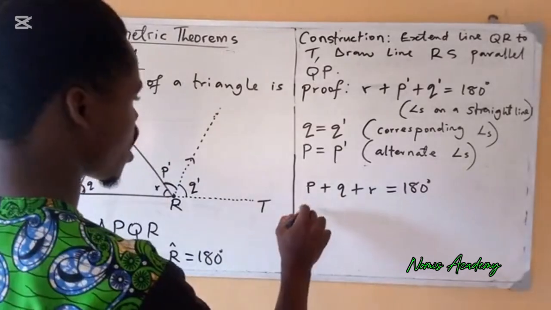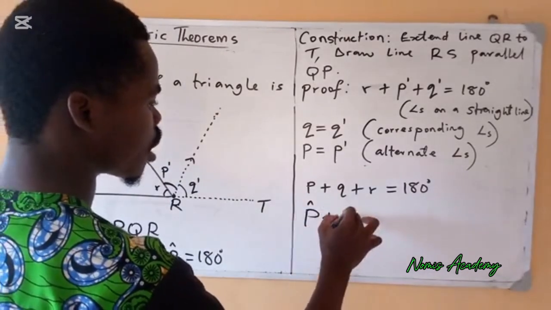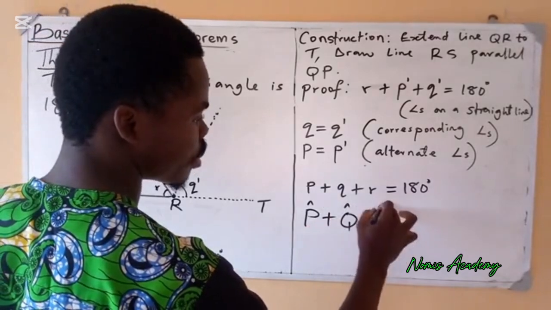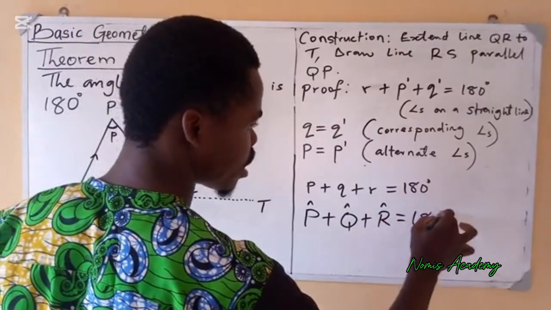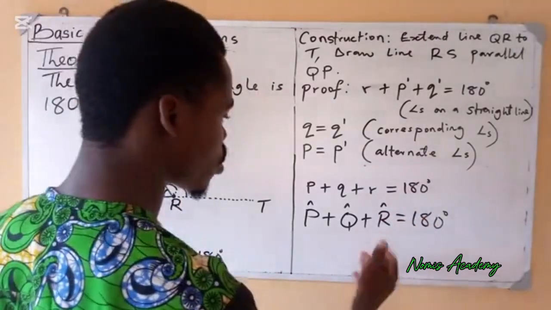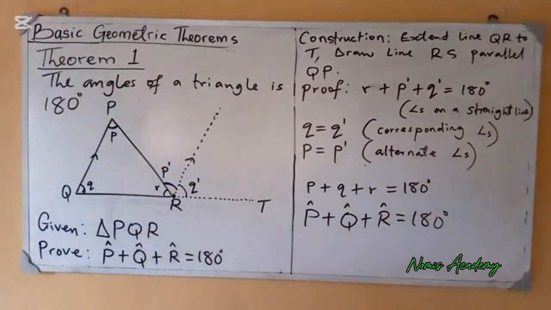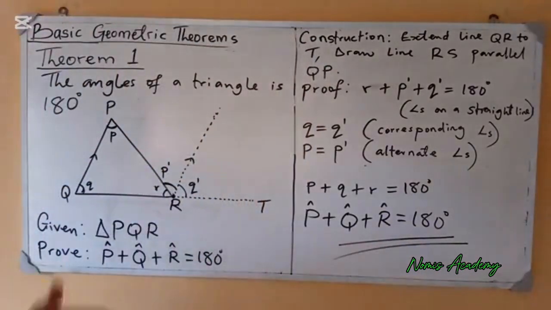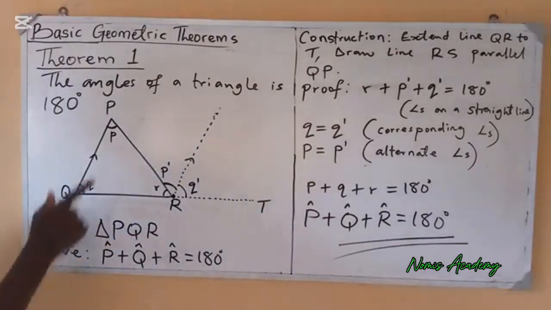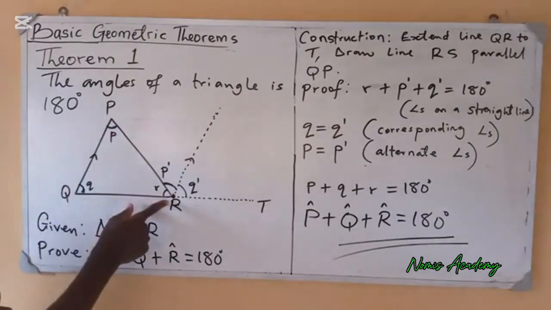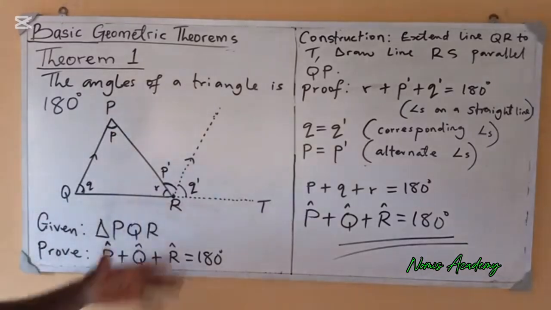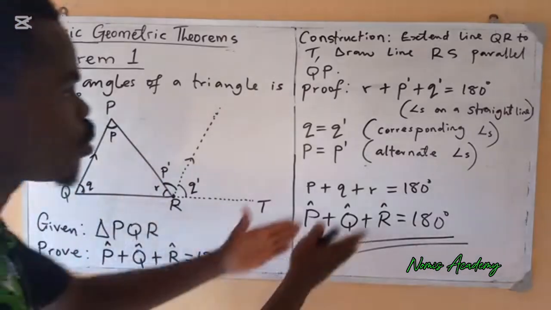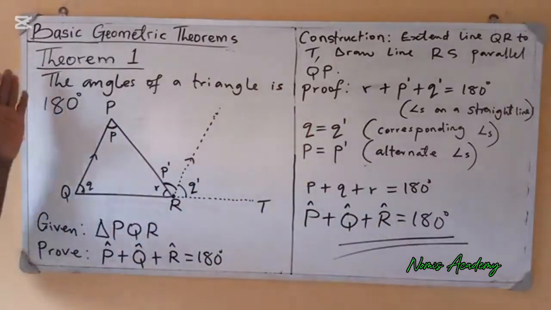So we can say that angle P plus angle Q plus angle R is equal to 180 degrees. That is sum of angles in a triangle. So we've come to the end of the proof. So this statement is actually correct. It shows that angle PQR, which is sum of angles in a triangle, is 180 degrees. So this is the theorem, and with this proof, we can now agree that the theorem is correct.